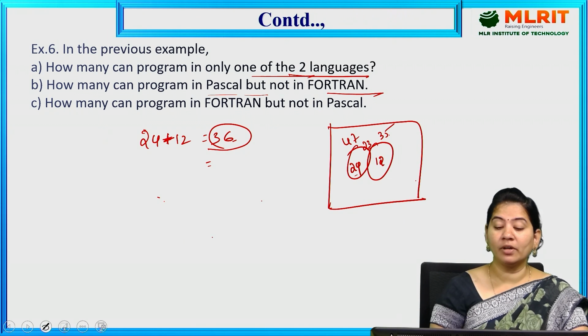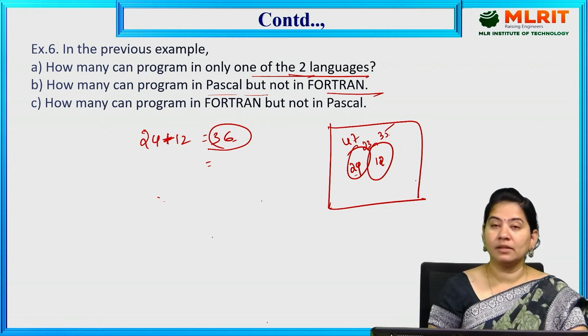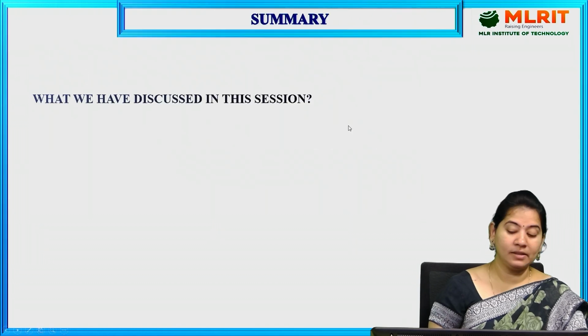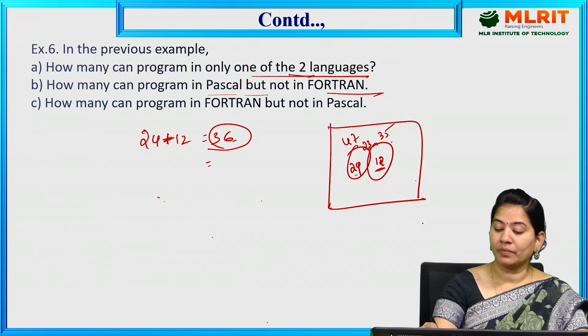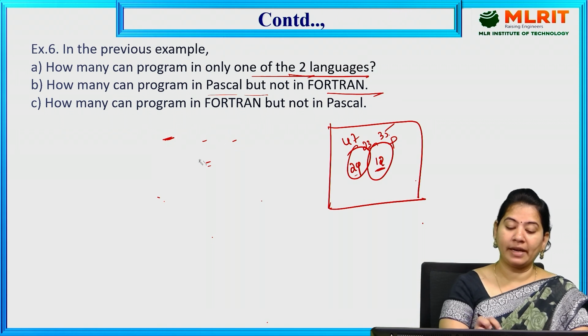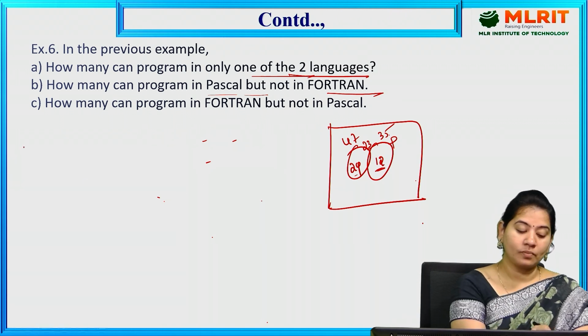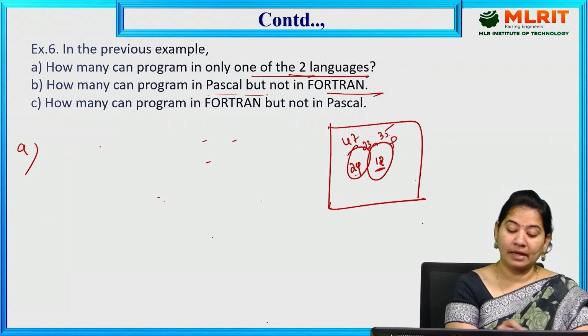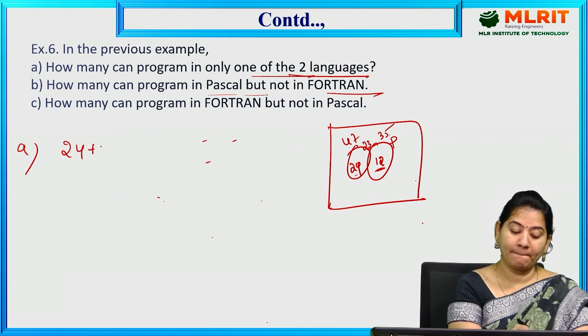And how many can program in Fortran but not in Pascal? So which is nothing but here, but not in Pascal. This is Fortran and this is Pascal here. So the question here is, how many can program in only one of the two languages? The answer is 24 plus 23, which is nothing but 47.